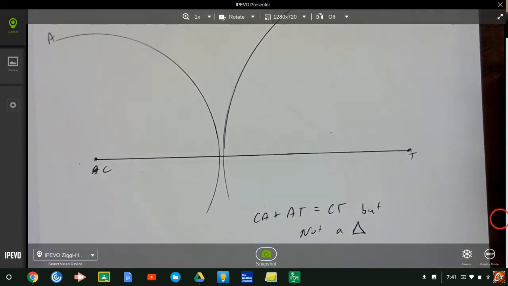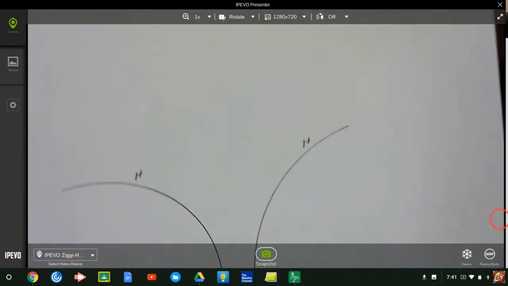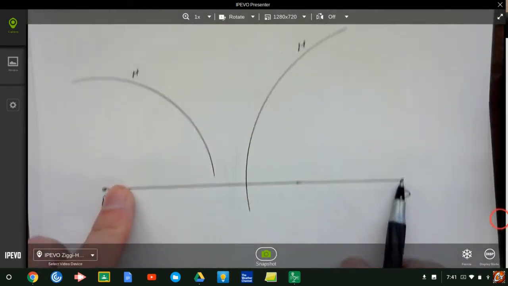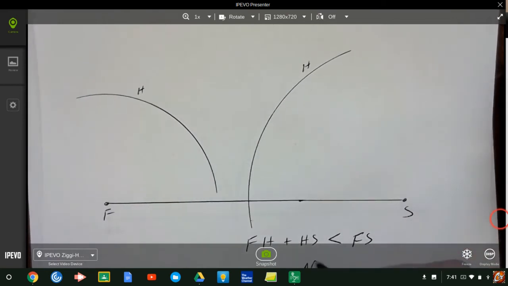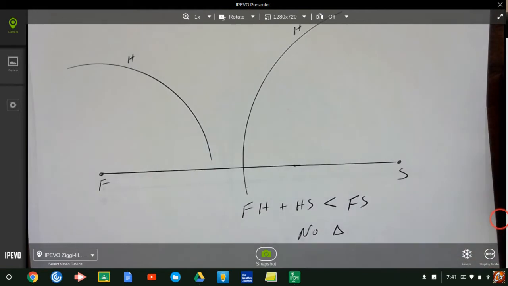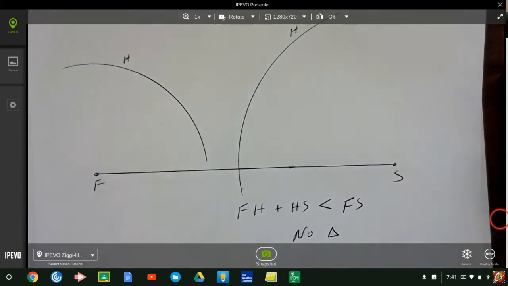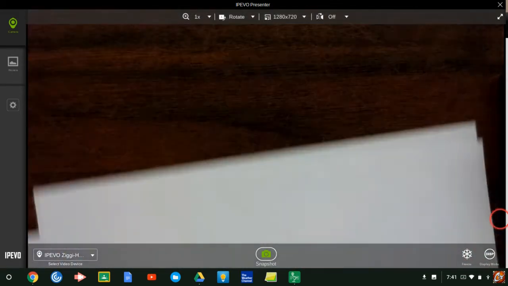And when I came to the last one, it got even worse. I was able to trace to FS, but these don't even come together. FH plus HS ends up being less than FS. No triangle. So this leads us to some discovery about triangles and their lengths. Not any 3 sides makes a triangle.